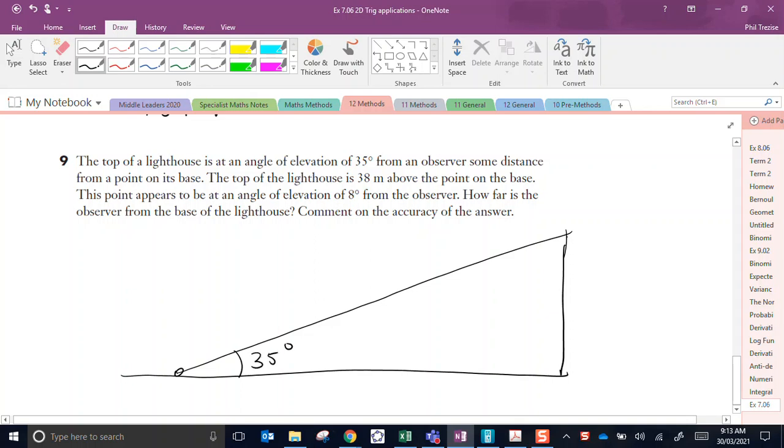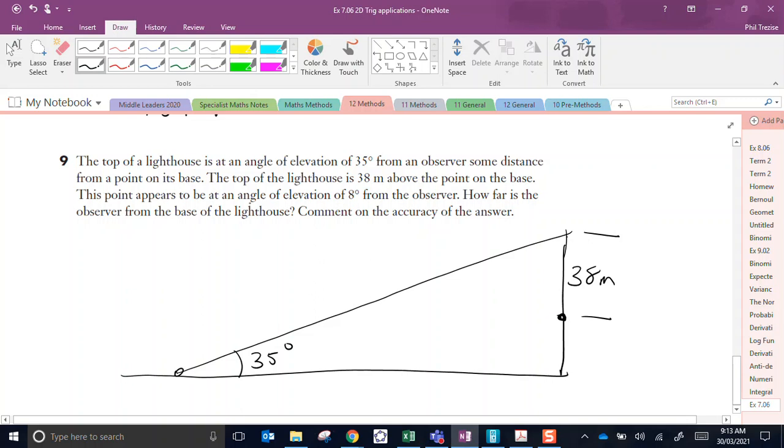We do not know how far, some distance from a point on the base. Yep, we don't know how far that is. The top of the lighthouse is 38 metres above the point on the base. I think that's what they're talking about.